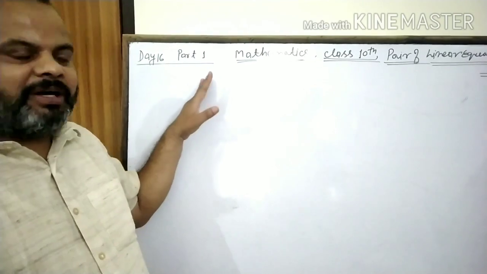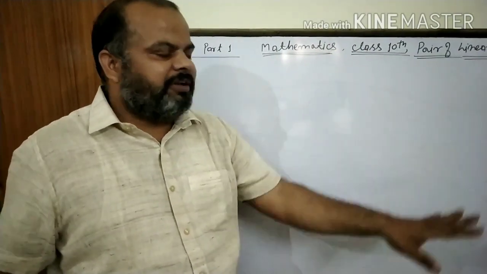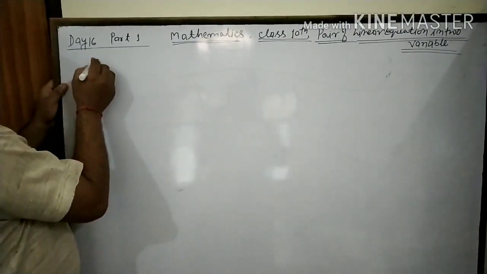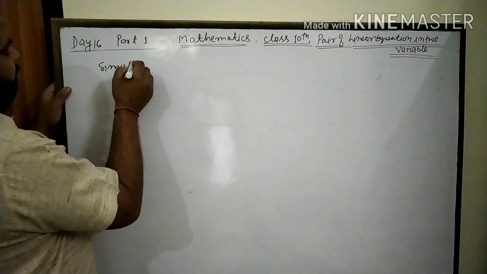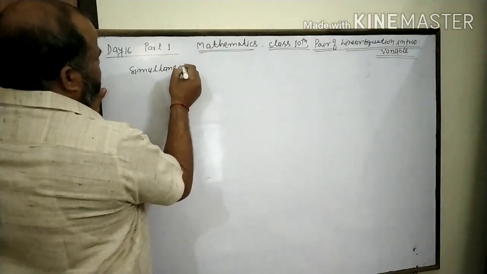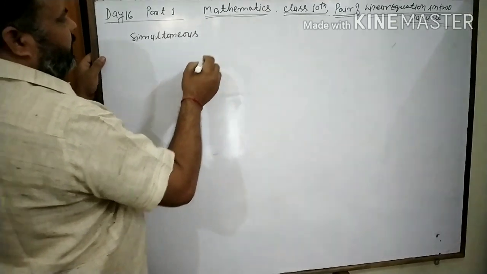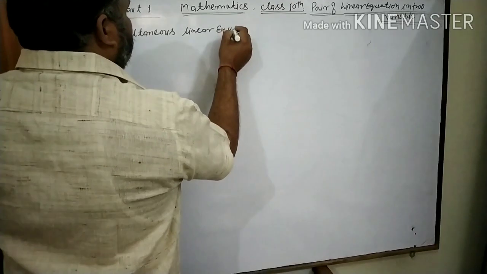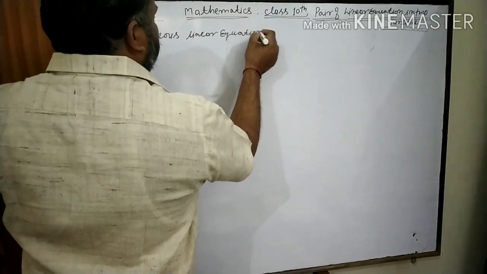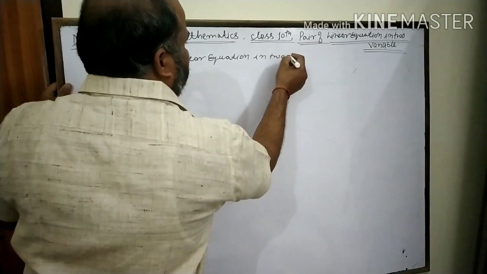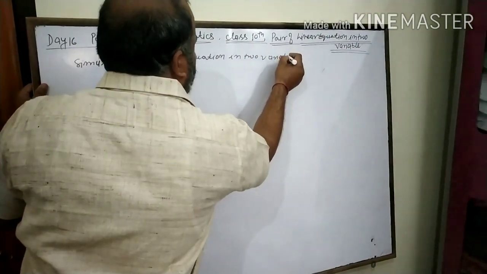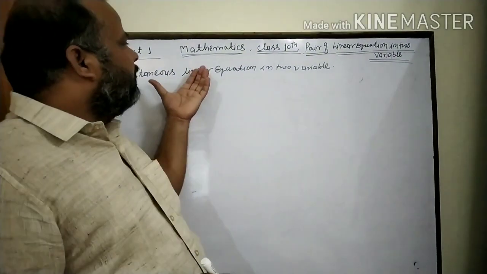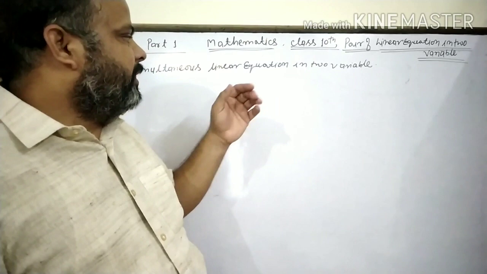Today, day 16, part 1, and our topic is pair of linear equations in two variables. Here we discuss simultaneous linear equations in two variables, which is also known as a pair of linear equations in two variables.